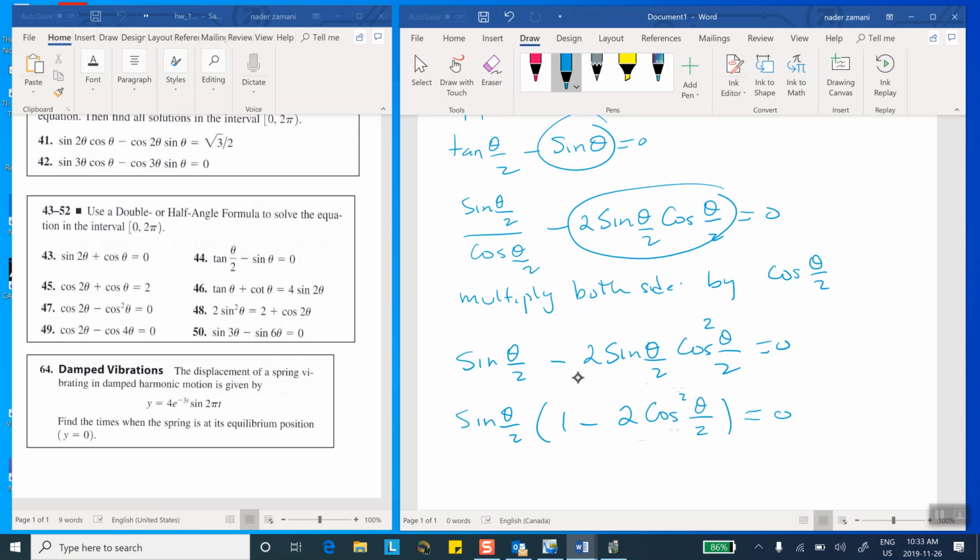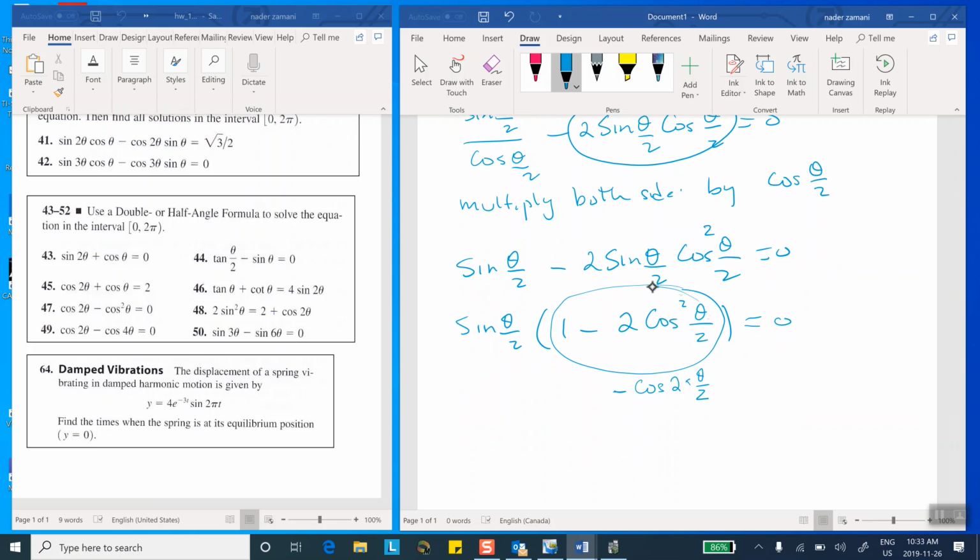Now, if you go and look at the formulas, you see that this thing is negative cosine of 2 times theta over 2. Please go and check your formula sheet. This thing is negative cosine of 2 times that, which means negative cosine of theta. So my equation has really come down to this. Sine of theta over 2 times minus cosine of theta equal to 0.